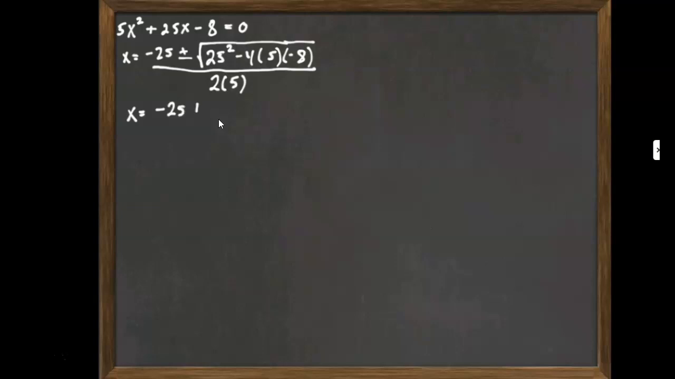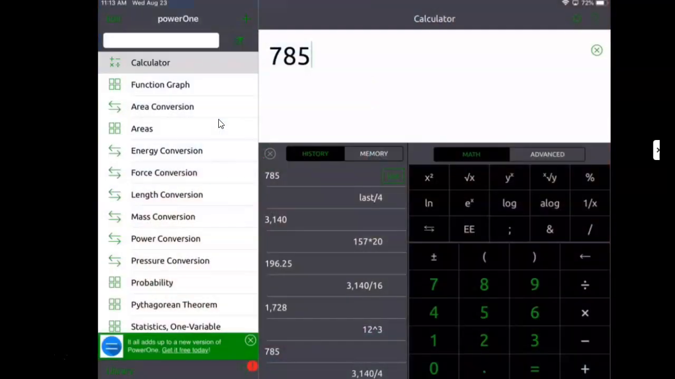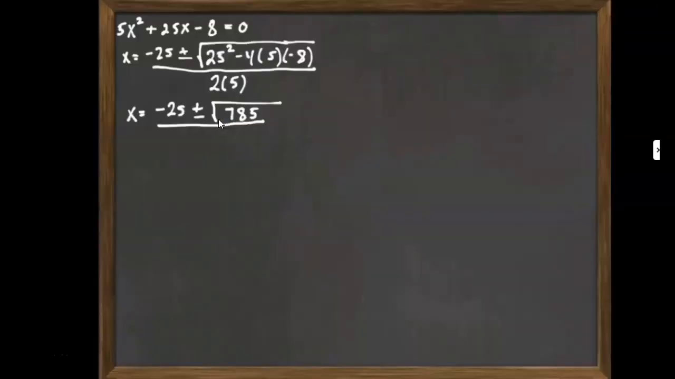So we have negative 25. Now, taking that stuff inside there, 25 squared minus 4 times 5 times negative 8 actually comes out to be 785. You can actually see this if we pop onto a calculator here. 25 squared minus 4 times 5 times negative 8. Right, there's our 785. And that's divided by 2 times 5, which would just be 10.